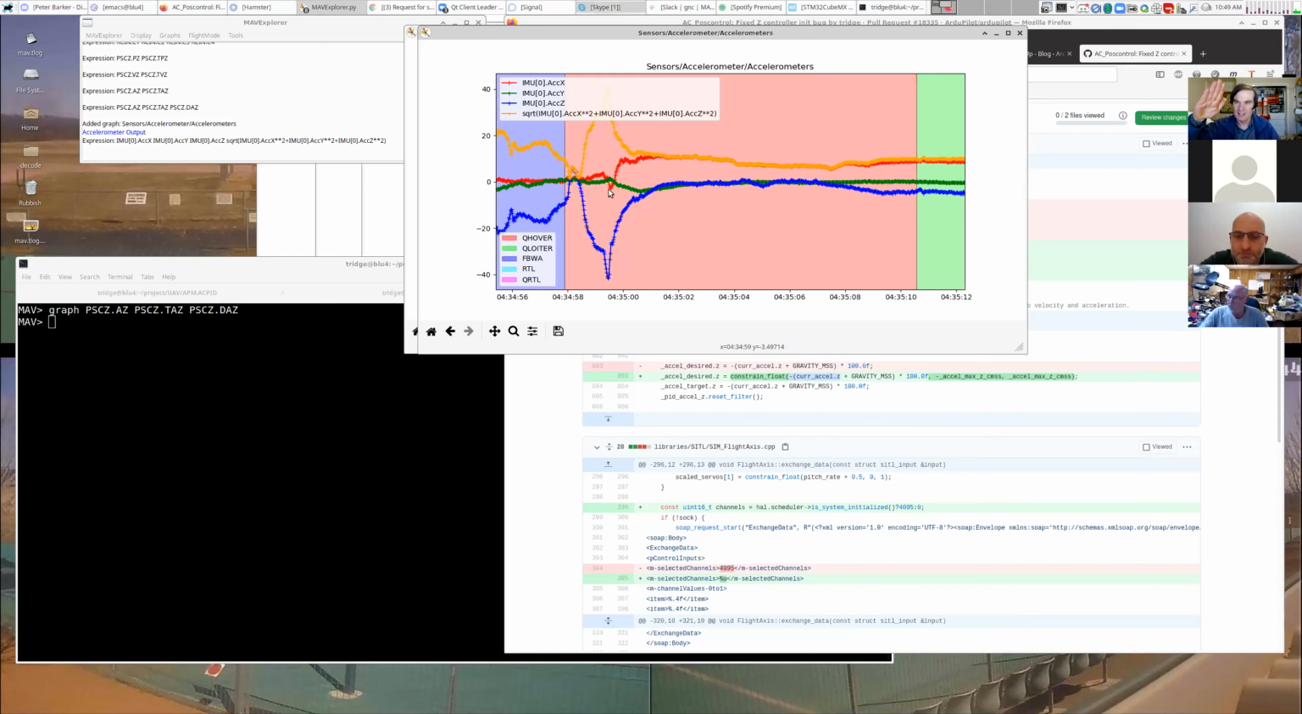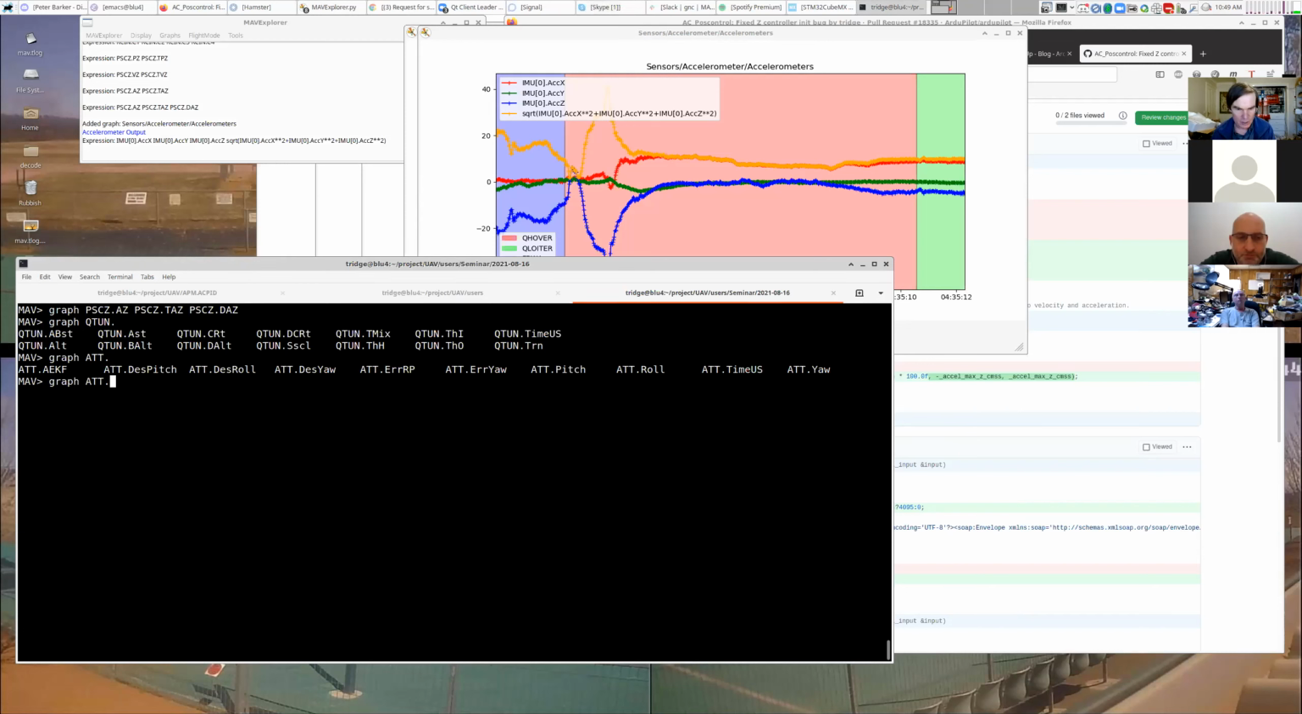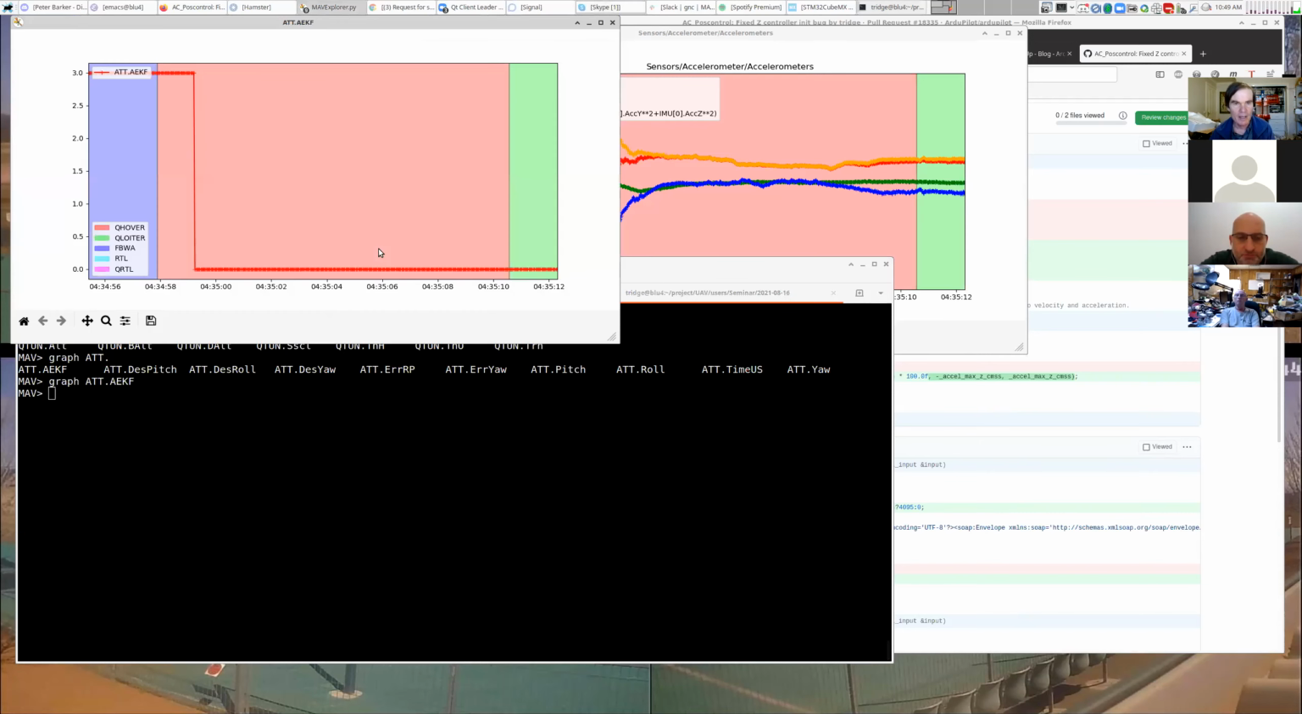And the rotated acceleration, the earth frame acceleration, isn't quite that high. We do log that somewhere. Where do we log the earth frame acceleration? Is it in QTUN? We do log that attitude. Might actually be an attitude. Error RP. AEK. No, that's the active EKF.